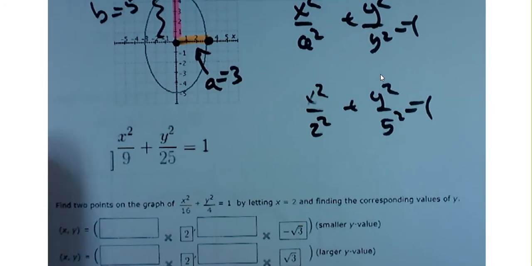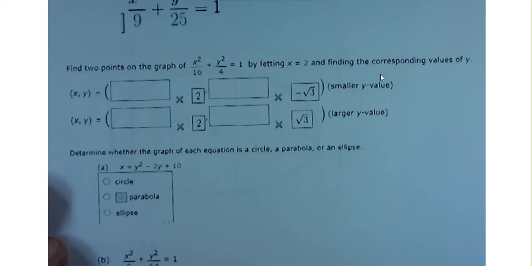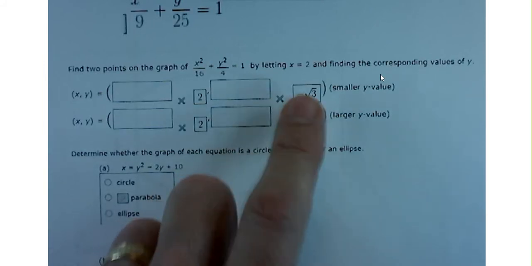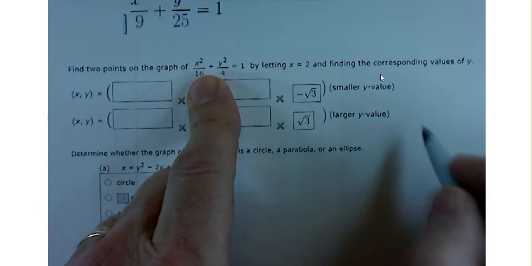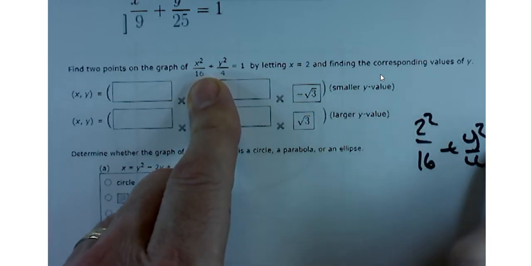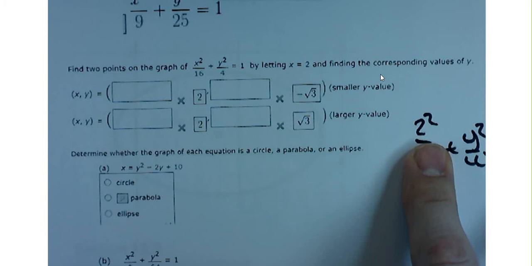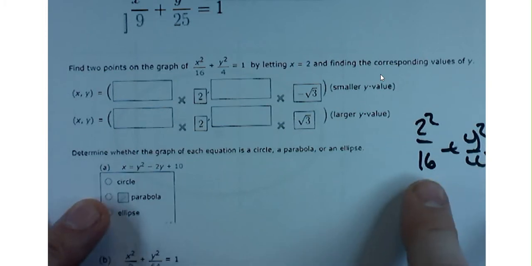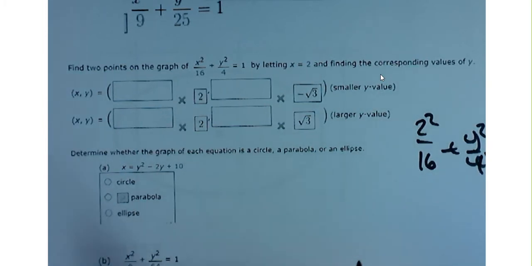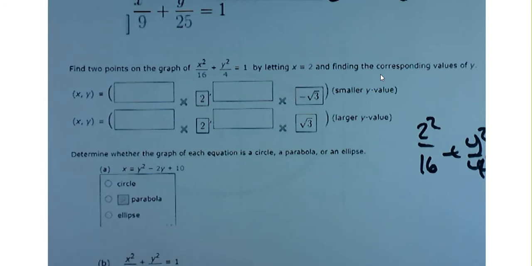All right, so I'll write myself a little note. Let's keep going. This one I'm not going to take the time to solve, but basically you plug in a 2 here, and you get 2 squared over 16 plus y squared over 4 equals 1. That's really 1/4. Multiply both sides by 4 to get rid of the denominators. You'll end up with 1 plus y squared equals 4. When you solve for y, you get the square root of 3.